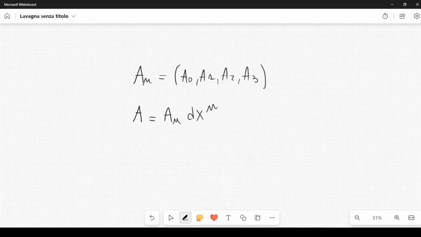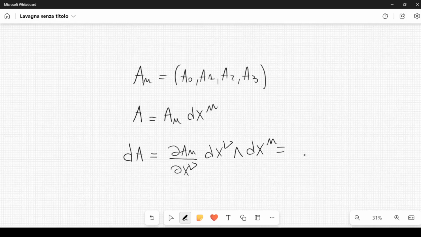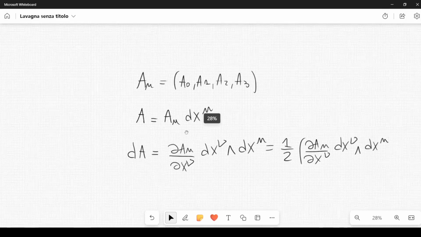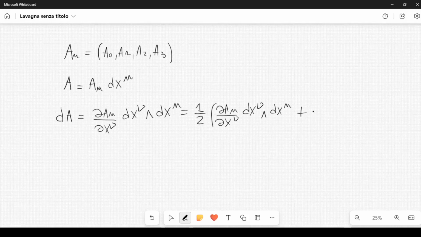And we can take the exterior derivative of this form according to the definitions that we have given regarding the exterior derivative. We know that this is equal to dA mu over dx nu, dx nu wedge dx mu. And this can also be written like this: 1/2 dA mu dx nu wedge dx mu, and then we have plus dA nu dx mu wedge dx nu.